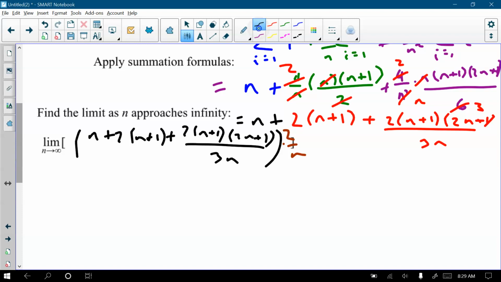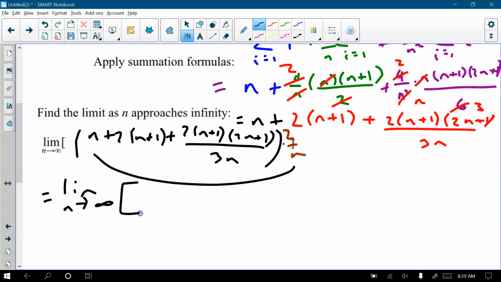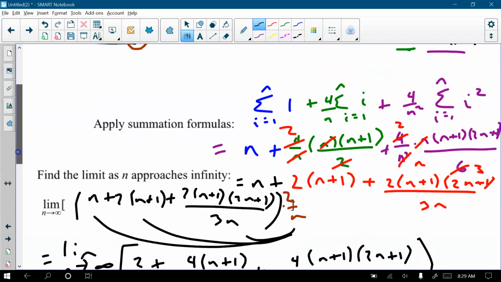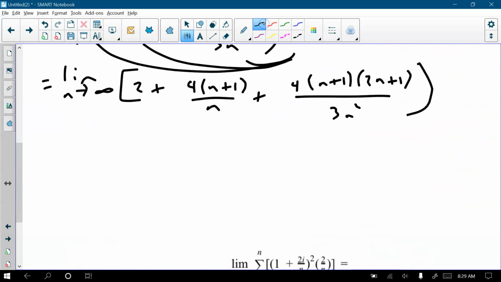Okay. So now I get the limit as n goes to infinity, and I'm going to just distribute that 2 over n in. So 2 over n times n is going to be just 2, plus 2 over n times 2n plus 1, that's going to give me 4n plus 1 over n, plus this one is going to give me 4 times n plus 1 times 2n plus 1, all divided by 3n squared. And now the limit as n goes to infinity for any number is just that number, 2.